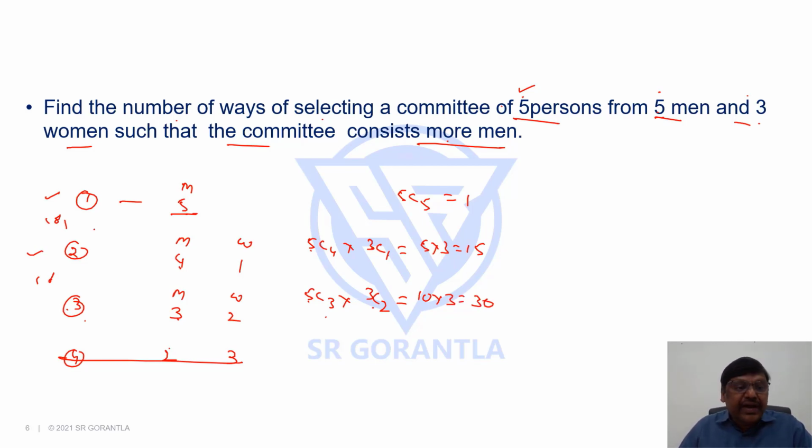So now the question is, all these 3 options don't exist together. Either this or this or this. It's not this and this and this. So either I have a committee of 5 men, or a committee of 4 men and 1 woman, or a committee of 3 men and 2 women. When we have 'or', we should add it. And 'and' means you should multiply. So it will be 1 plus 15, 16, plus 30. Total we have 46 options. Right? So these are a few examples on selections.